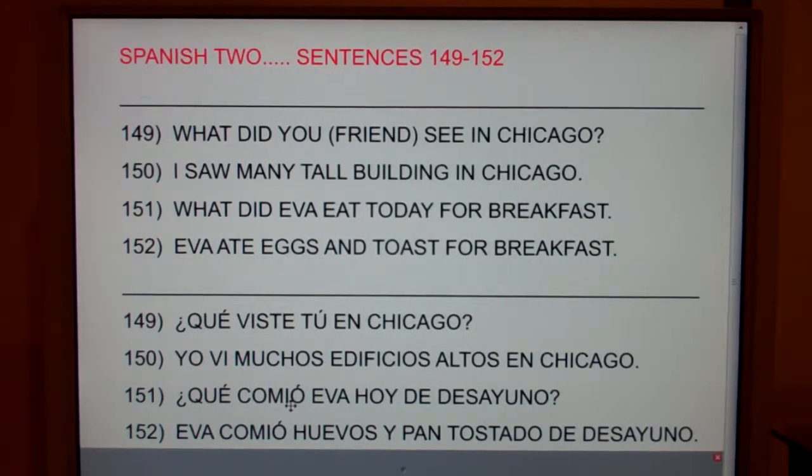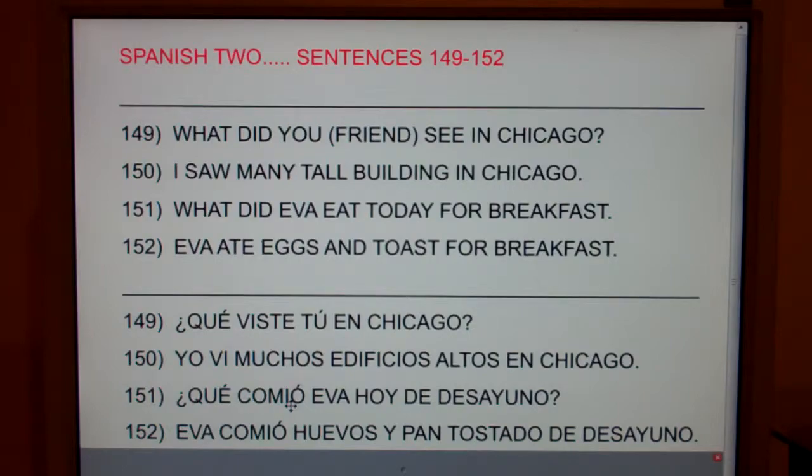Now, Mr. Holt, it's comió. Why can't I say ella comía? Well, ella comió means, what did she eat one time? Comía means she ate over and over. Remember, if a verb ends in aba or ía, it means they did it over and over and over.